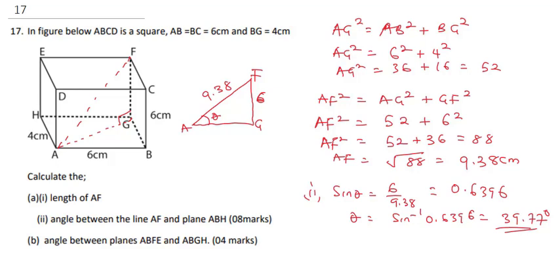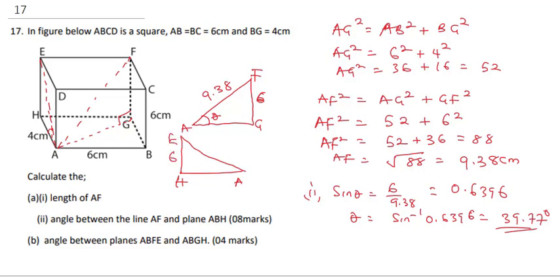Now the last part is asking for the angle between ABFE and ABGH. Recall that ABGH is this plane, and ABFE. So we are going to look for the angle here. I'm going to draw out my diagram. I'll call here H, I'll call here A, then this is my E. Recall that here is 6. Also recall that AH is 4. So this is the angle we are looking for.